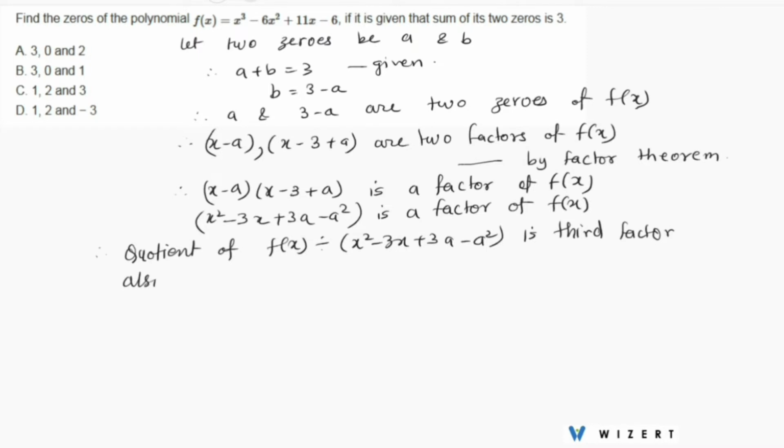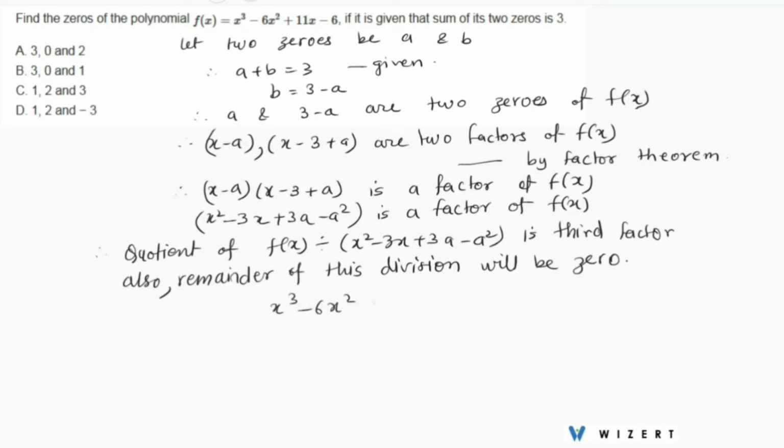Also, the remainder of this division will be 0. Therefore, if we equate the remainder we get after performing this division to 0, we'll get the values of a and b. So let's perform this division, that is x cube minus 6x square plus 11x minus 6 divided by x square minus 3x plus 3a minus a square.